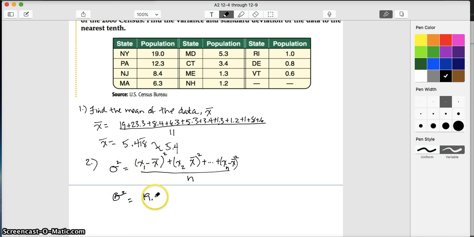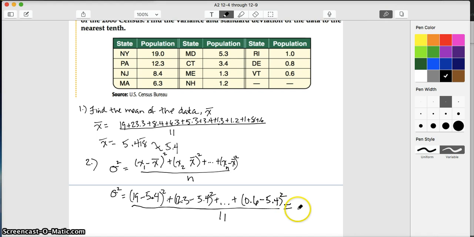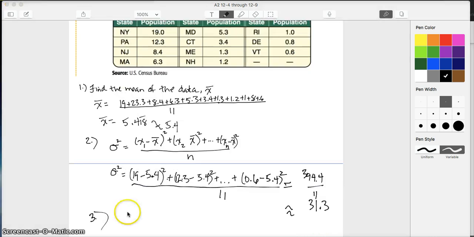When we do that, we take 19 and subtract the average, which is 5.4. We take that quantity, square it, and then add to that the next one. You see what we're going to do: 12.3 minus 5.4, the average, squared, and we continue adding those. When we finally calculate that, we end up with something like 344.4 over 11, which is approximately 31.3. So what we did in step 2 was find the variance, and now we're going to find the standard deviation, which is just sigma, and it's going to be the square root of 31.3.